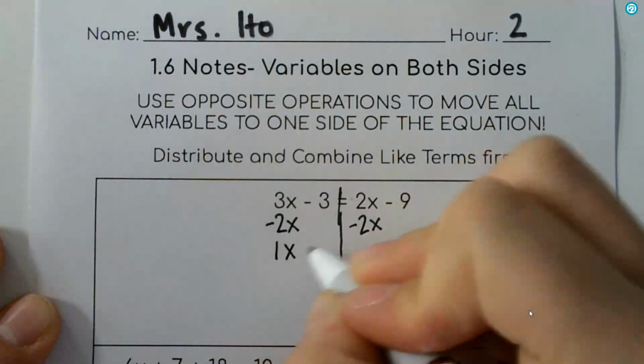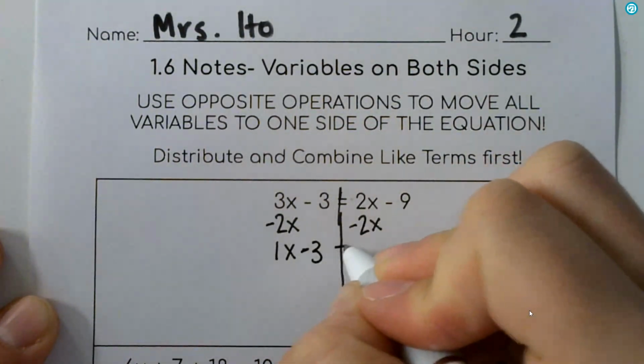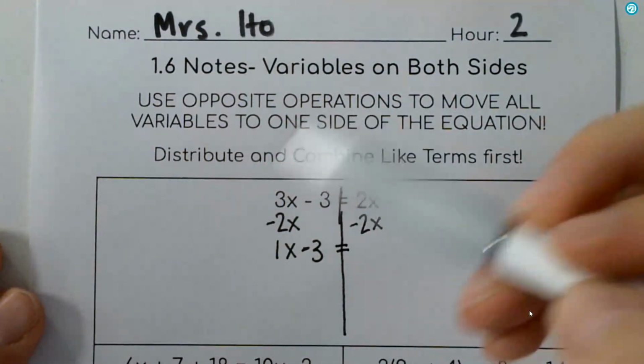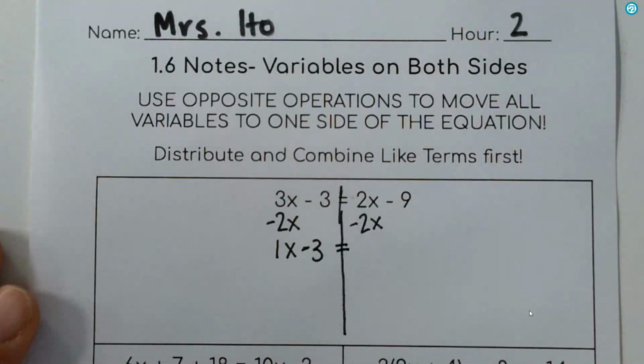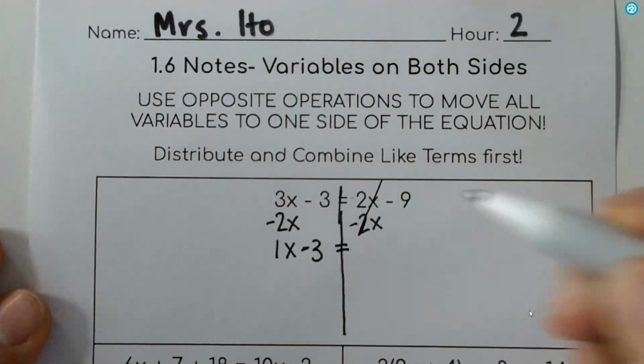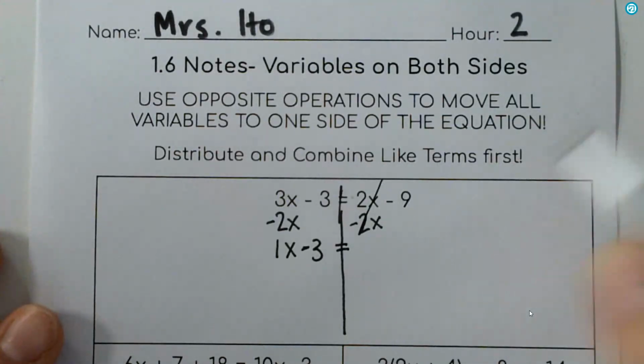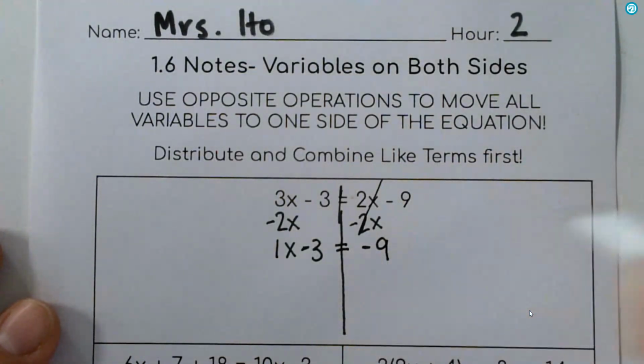Then I have 1x minus 3 equals, so I subtracted here, sorry. 3x minus 2x is just 1x. So I've got 1x minus 3 on the left. On the right side, this 2x minus 2x zeroes out. And I've got negative 9 on the right.